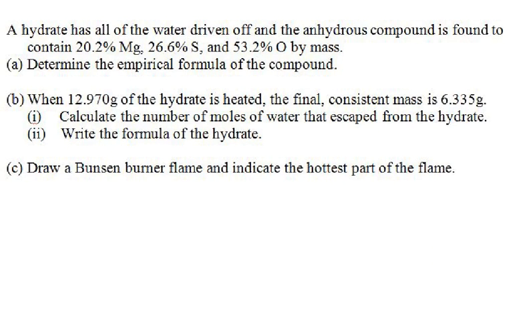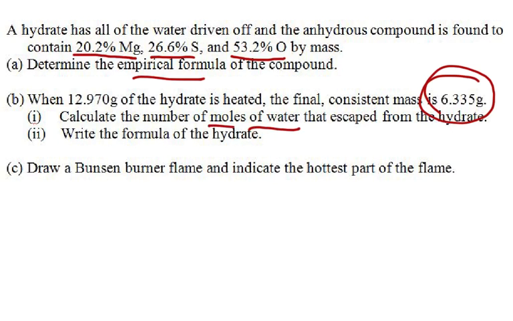The overview of the problem here, so it says a hydrate has all the water driven off, and the anhydrous compound is found to contain a certain percentage of magnesium, sulfur, and oxygen by mass. We're going to turn those into grams and turn them into moles. Then you will use that to get the empirical formula. Then the second part is we have the mass of the hydrate that's heated to begin with. Afterwards, we get a certain amount of the anhydrous compound. We can subtract to find the grams of water, and then we're going to get moles of water, and then we can use that to get the formula of the hydrate. And the last part is about the Bunsen burner.